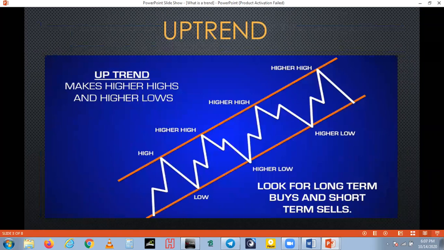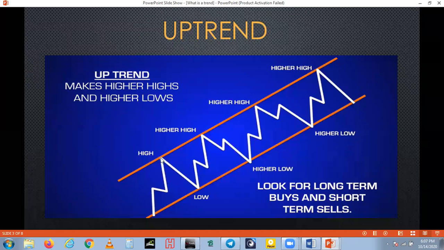So, uptrend. An uptrend makes higher highs and higher lows. Now let me explain that. If you look at this thing that looks like DNA, if you're a biology student, it looks like DNA to me. So you can see price is making a high and then a low, and then a higher high, and then a higher low, higher high, higher low, higher high. What do I mean by that?